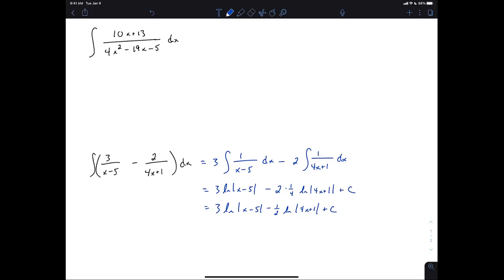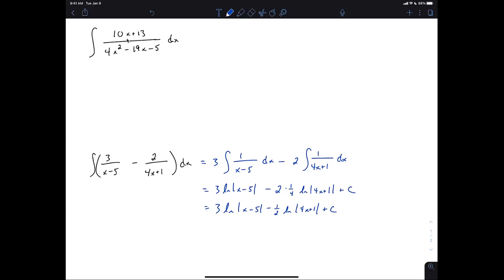What if the top had been 8x minus 19? Would we have been able to do this problem? Yeah, sure. If you could let u equal the bottom and du was 8x minus 19, or if this was an easy multiple of 8x minus 19, we could get that. But we don't have that here. Does everybody see that? And so we don't know how to do this one yet.